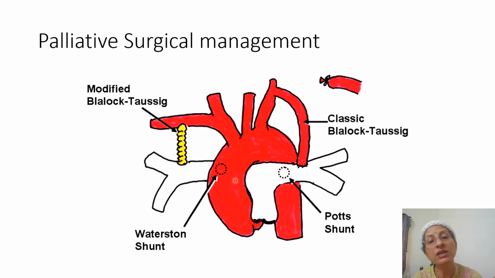Then we have the Waterston shunt and the Potts shunt. The Waterston shunt is between the ascending aorta and the right pulmonary artery. The Potts shunt is between the descending aorta and the left pulmonary artery. So these are various palliative surgical managements, as I told you, in children who are high risk for surgery due to comorbidities.